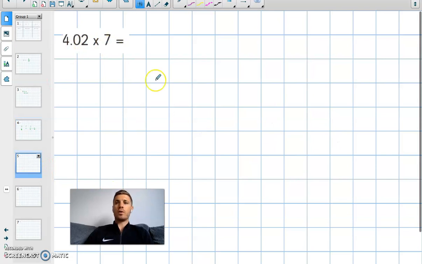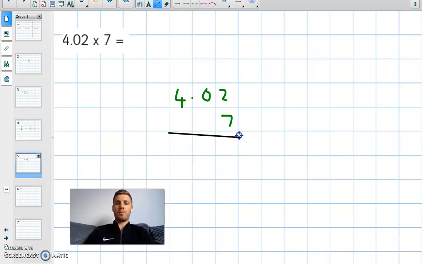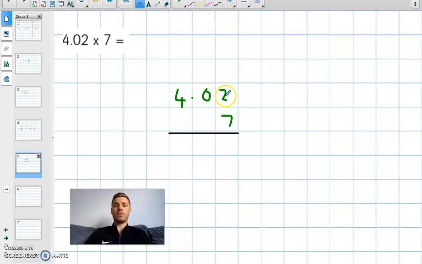Question number 4, you're multiplying 4.02 by 7. So I'd recommend using the formal method: 4.02 goes at the top, and then your 7 goes at the bottom. Now, there's an exception with place value when you're multiplying decimals by whole numbers, because you're multiplying each of these digits by 7. So first of all, we do 7 multiplied by 2, which is 14. 7 multiplied by 0 is 0 plus the 1, which is 1. Drop the decimal point down, and 7 multiplied by 4 is 28. So your answer is 28.14.